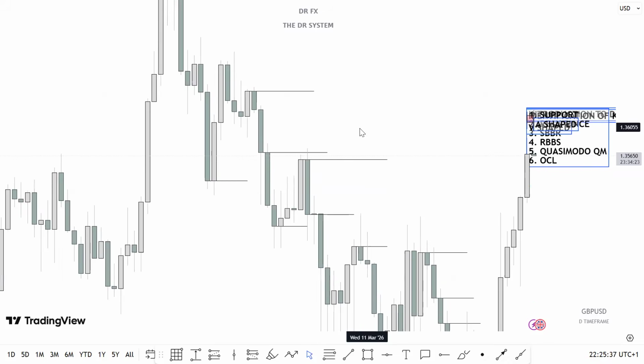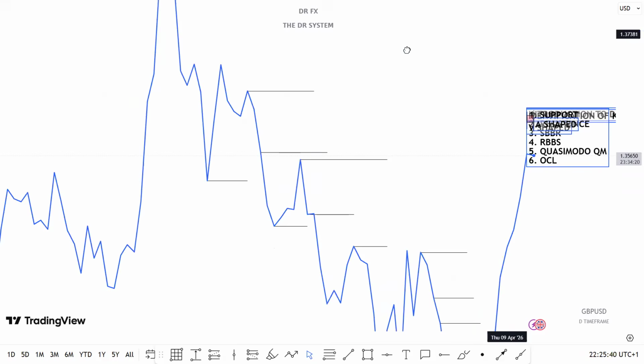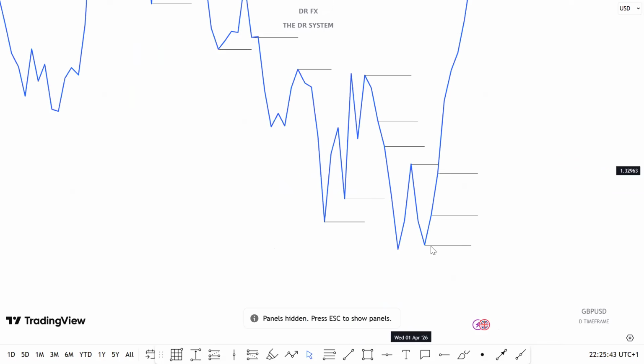So if you come into the line chart, let's go into the line chart right there. You look at all the V shapes. Look at this V shape, letter V like this. This is what? A support. A V shape, a support, a V shape, a support. You can see them below the chart.